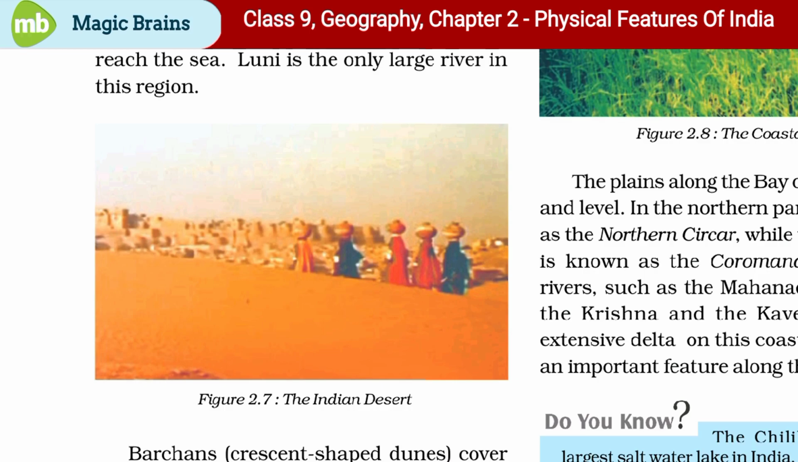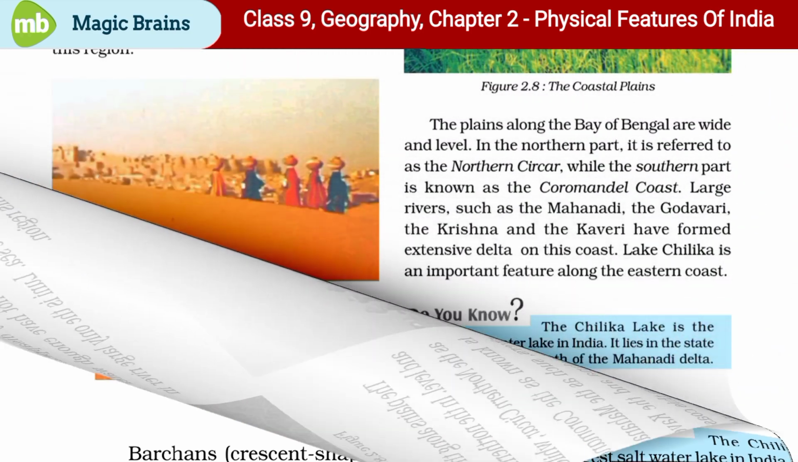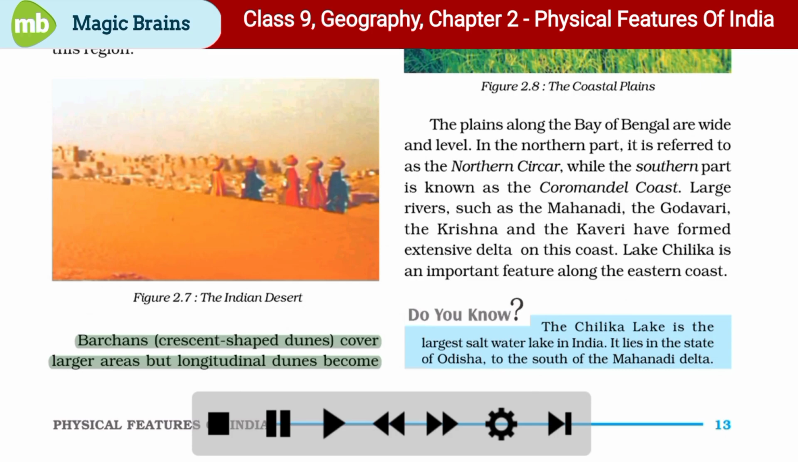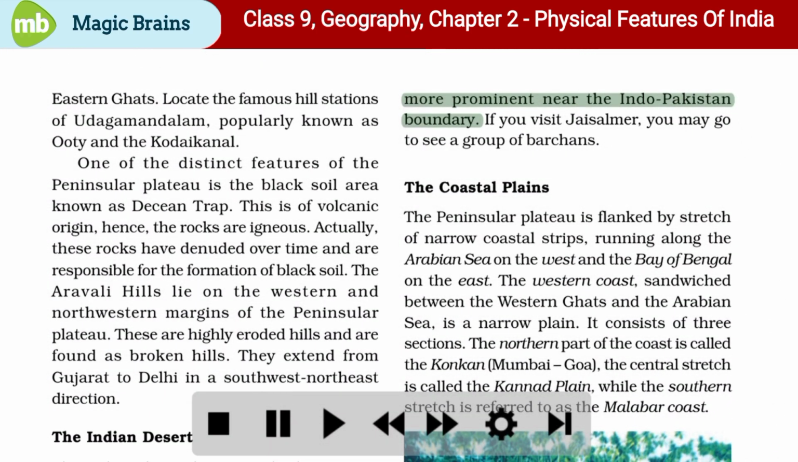Figure 2.9. There is a picture given which shows the Indian desert. Barkhans, crescent-shaped dunes, cover larger areas, but longitudinal dunes become more prominent near the Indo-Pakistan boundary. If you visit Jaisalmer, you may go to see a group of Barkhans.